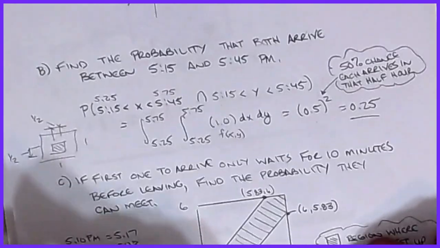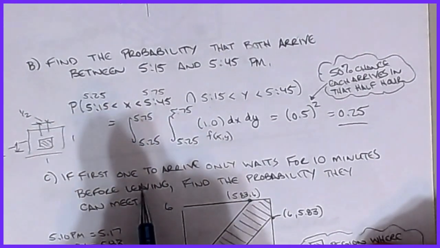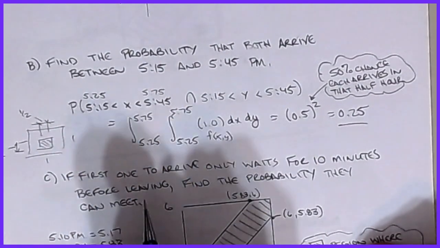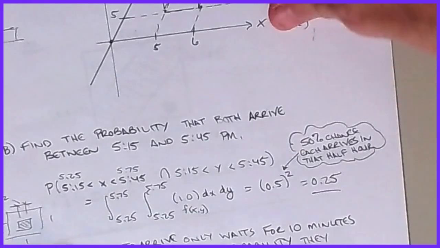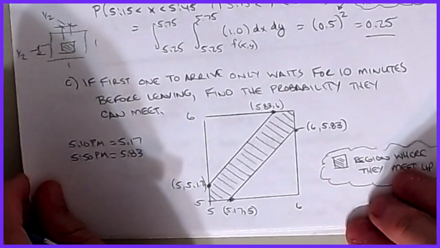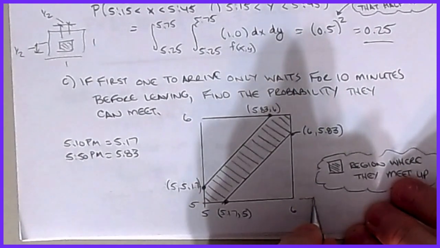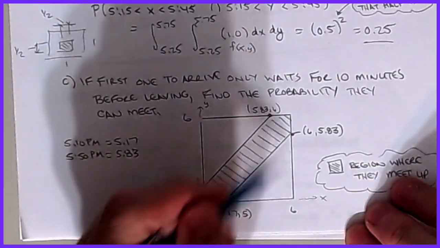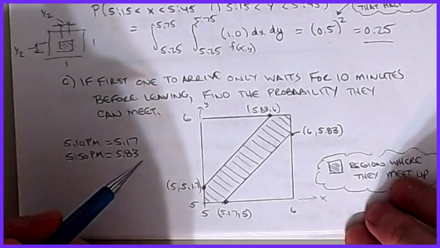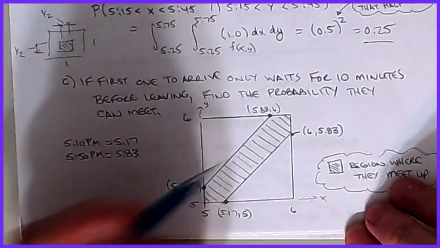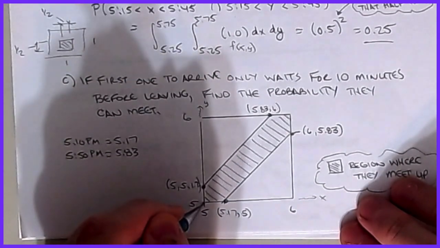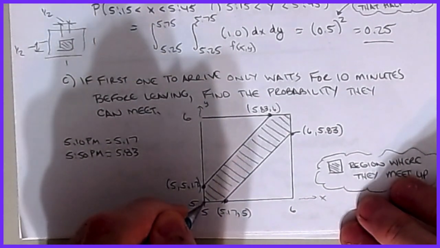Now let's try another one. If the first one to arrive is only willing to wait for 10 minutes before leaving, what's the probability that they actually meet up? Well, we go back, and like what we did with that box idea, we can plot these out again. So let's call this direction x, and we'll call the other direction y. Again, it's a 1 by 1 box, that's my 100% on there. So all it is now is figuring out what's the shaded region where this would happen. So we start to play the game. Well, what happens if Annie arrives at 5 o'clock?